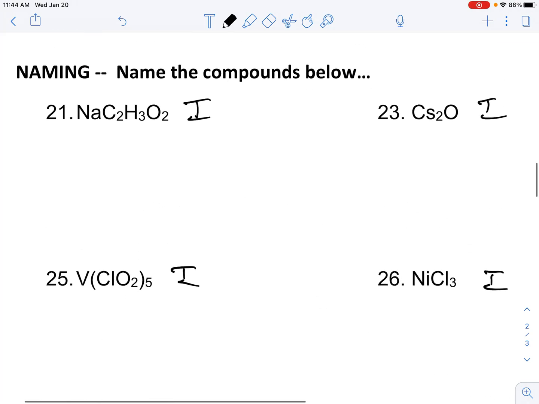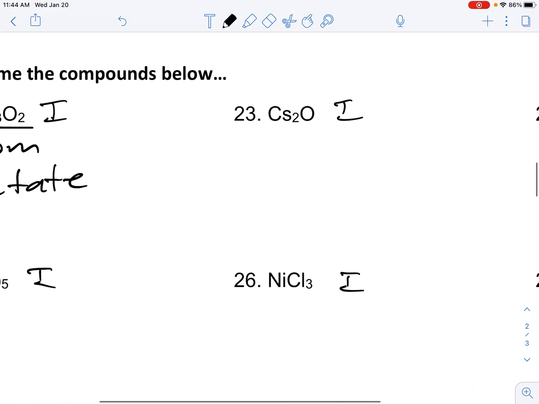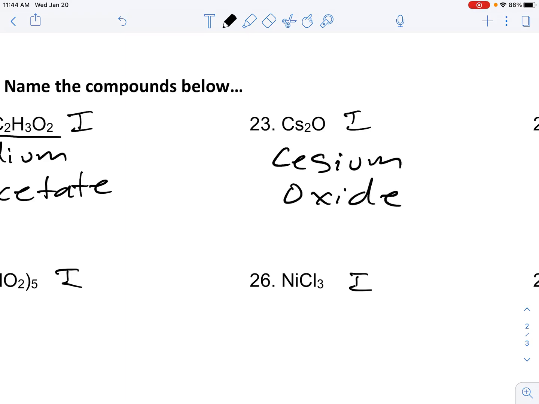So in ionic, you just say, what is your first element? Na is sodium. And then what is this attachment? I'm looking for C2H3O2. And that is called acetate. I'm just looking at my periodic table. Okay, that's it. Cs is cesium. Oxygen is -ide, oxide.